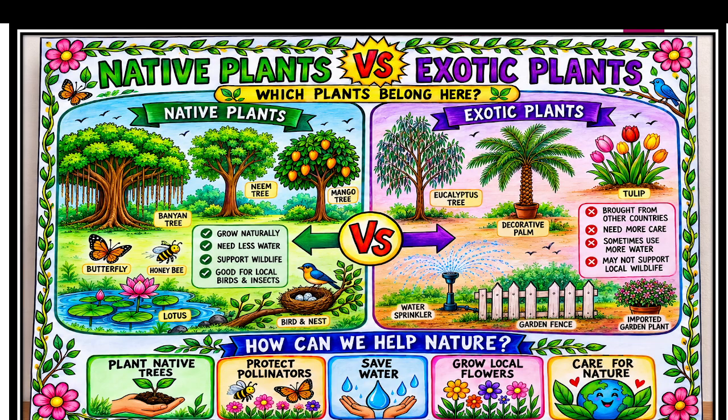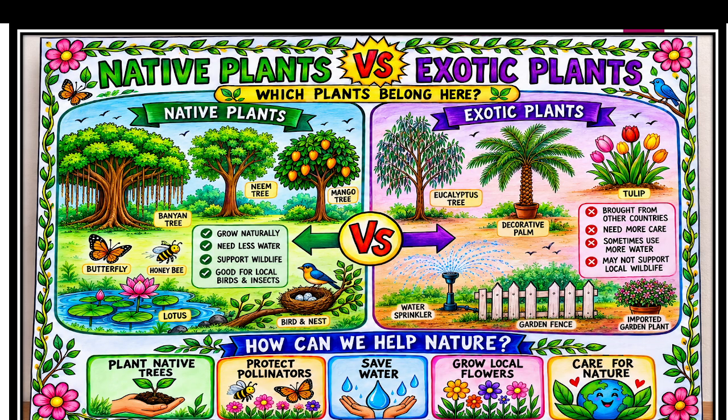Enough about making. Let's unlock the actual science. What is a native plant? A native plant is a plant that naturally occurs in a particular region. It has adapted to the local climate, water conditions, soil, and wildlife. It grows naturally, needs less water, and supports wildlife, good for local birds and insects. Think of it as nature's local player.